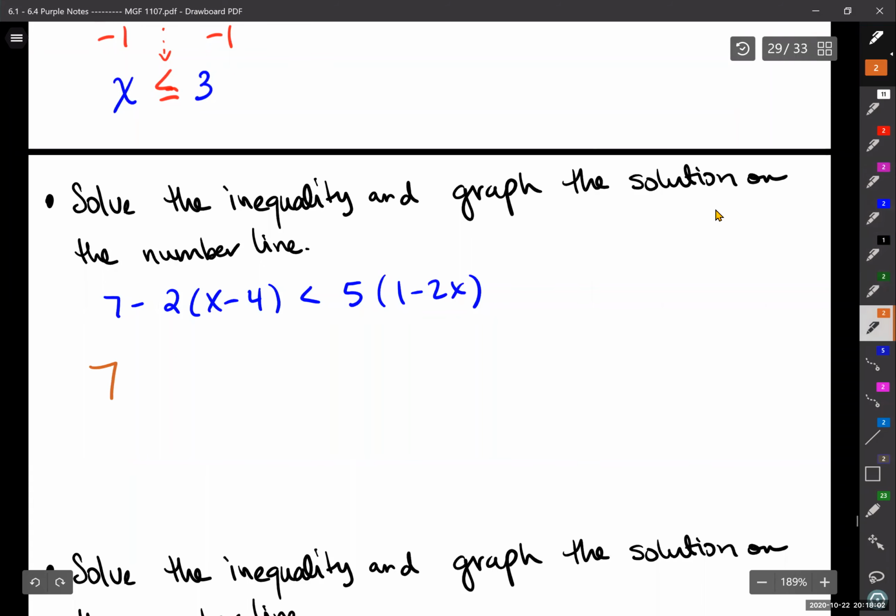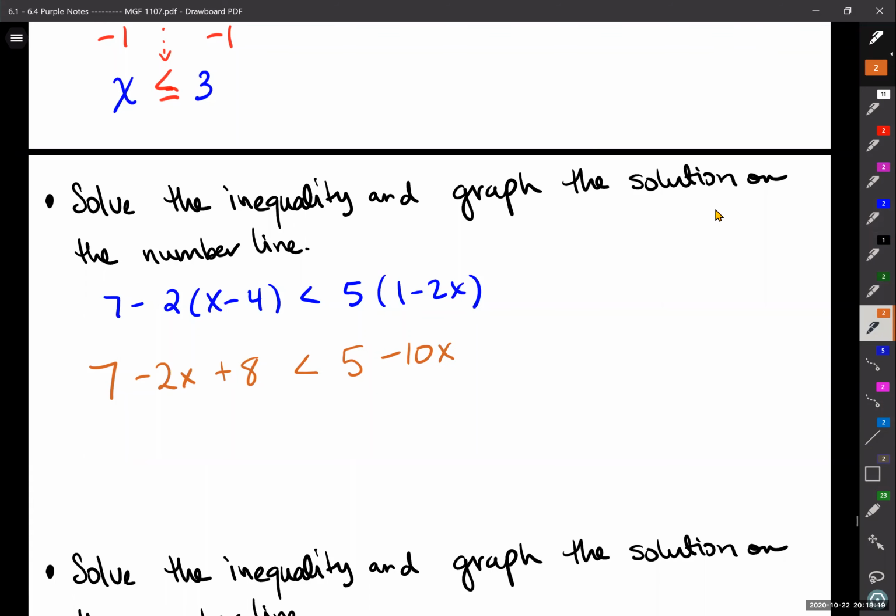7, doesn't change, but negative 2 times x is a minus 2x. Negative 2 times negative 4 becomes a positive 8. Negative times negative is positive. That's less than 5 times 1 is 5. 5 times negative 2x is a negative 10x.